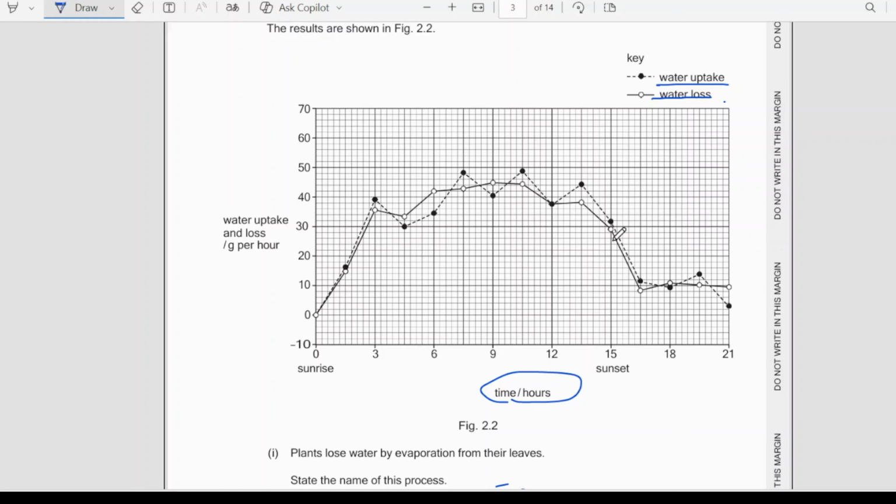Why do you think so? Why is this happening? Okay, good. So you have to give the factor why. Number one is light intensity increases at 0 to 10 hours. So the water uptake and water loss would be more.